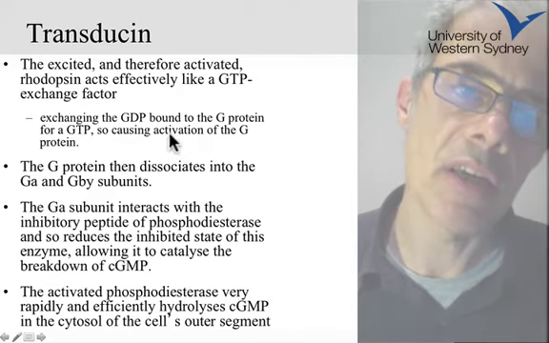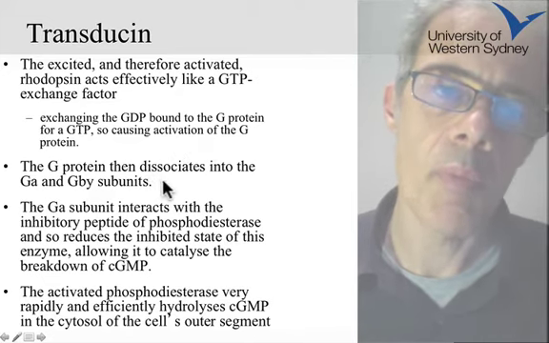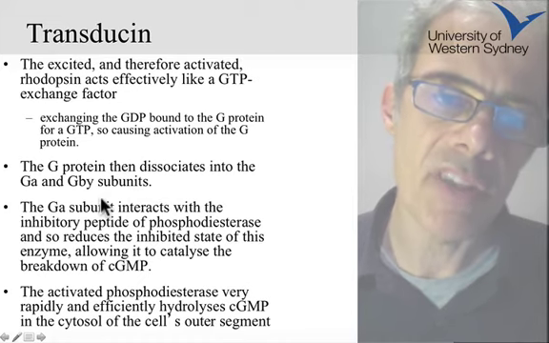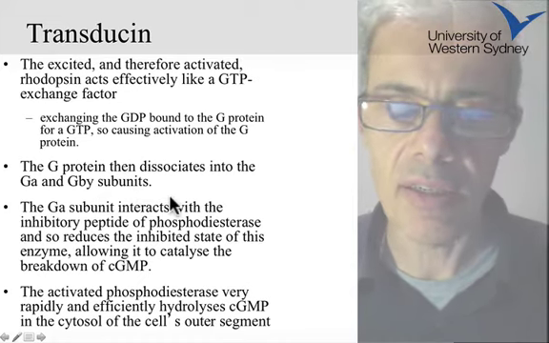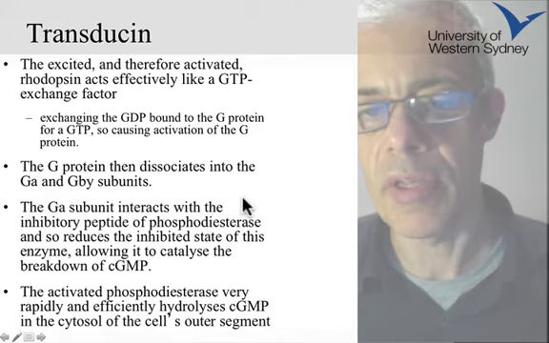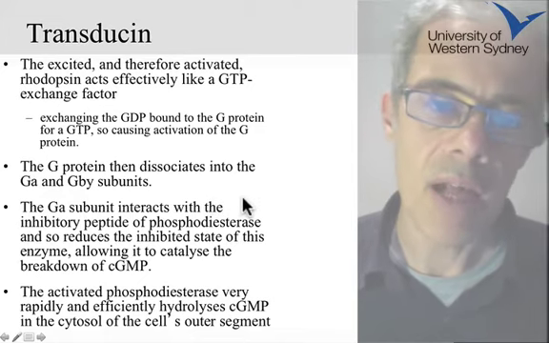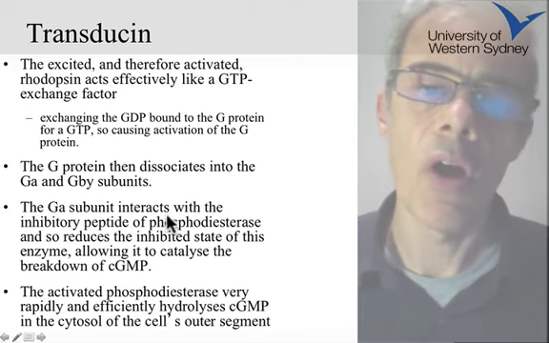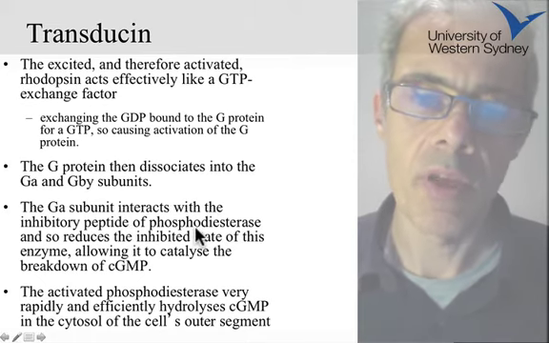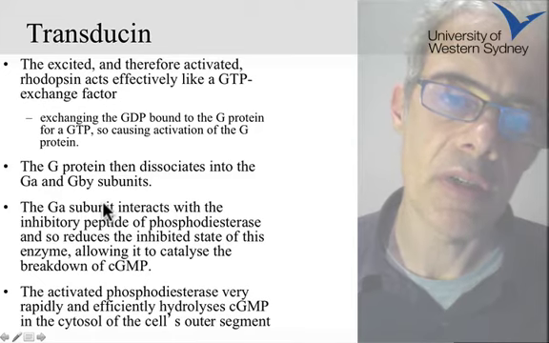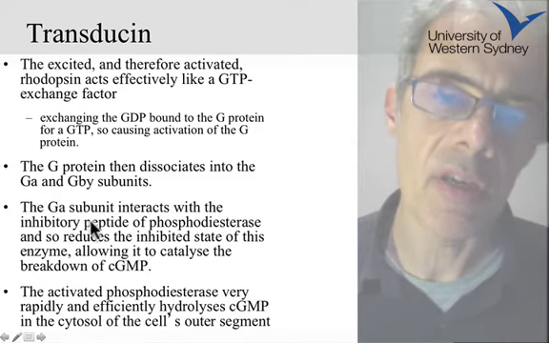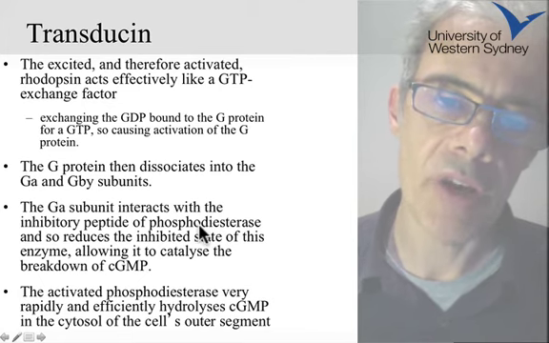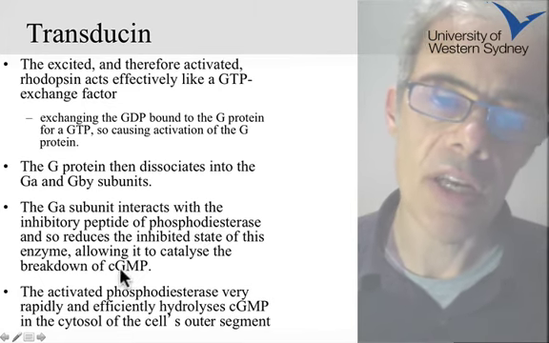The G protein dissociates from the heterotrimeric G protein complex, and the alpha subunit can then interact with another cellular constituent. In this case, the alpha subunit interacts with an inhibitory peptide of a phosphodiesterase. So the alpha subunit effectively removes the inhibitor from the phosphodiesterase, and therefore the phosphodiesterase can break down cyclic GMP.